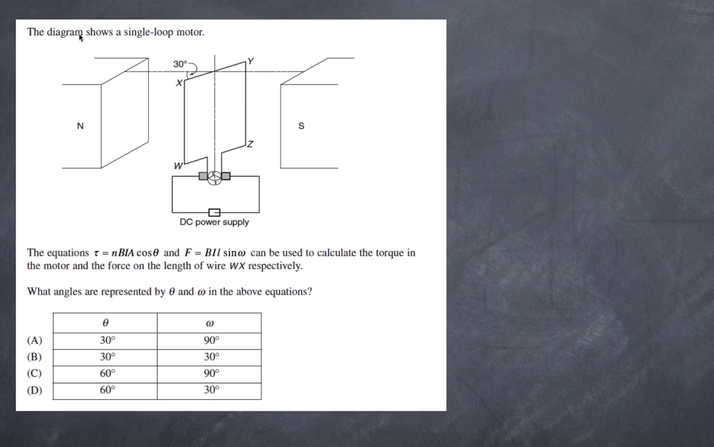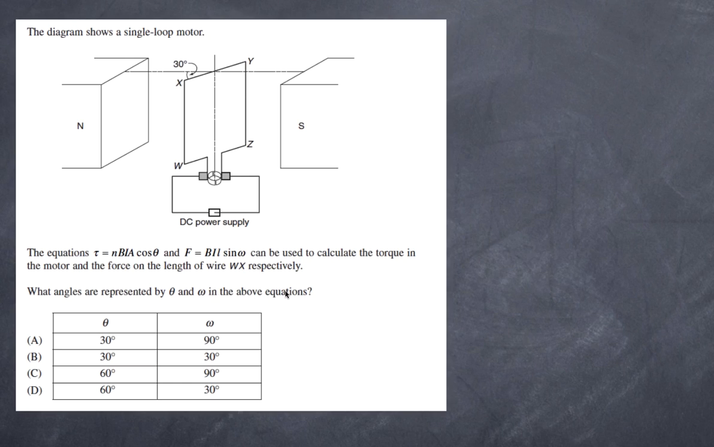So let's have a look at it. The diagram shows a single loop motor, and the equations torque equals NBIA cos theta and F equals BIL sin omega can be used to calculate the torque in the motor and the force on the length of wire WX respectively. What angles are represented by theta and omega in the above equations? Give you a moment to answer the question.